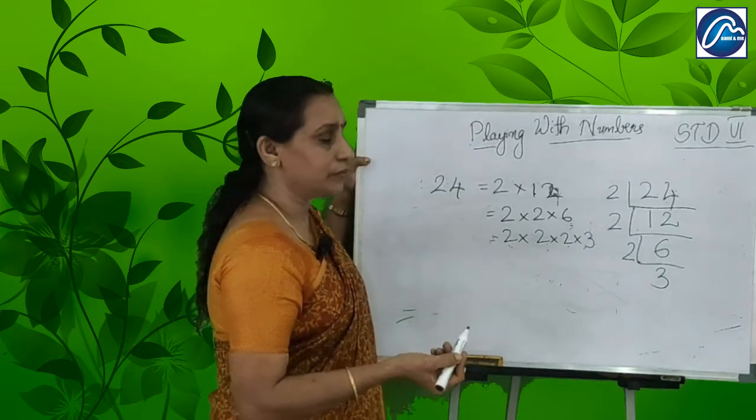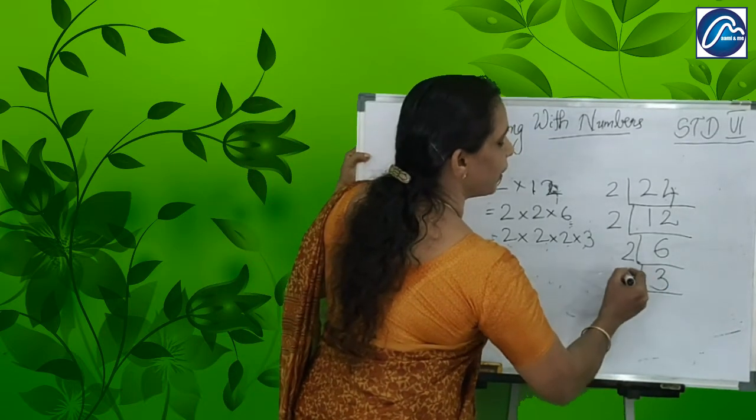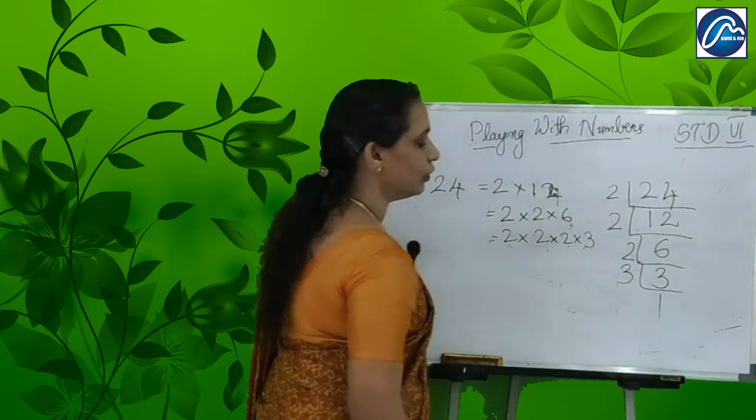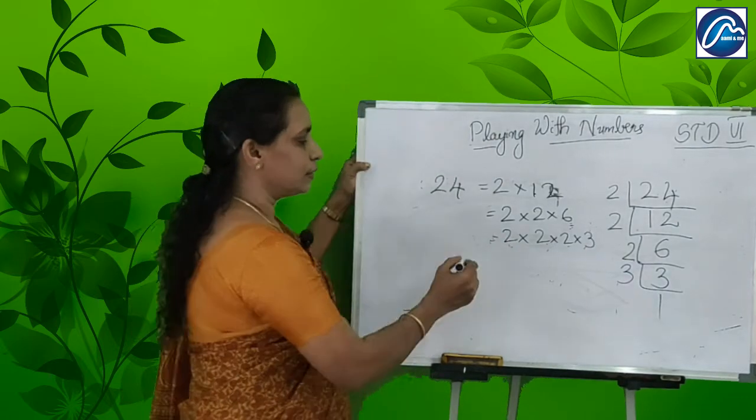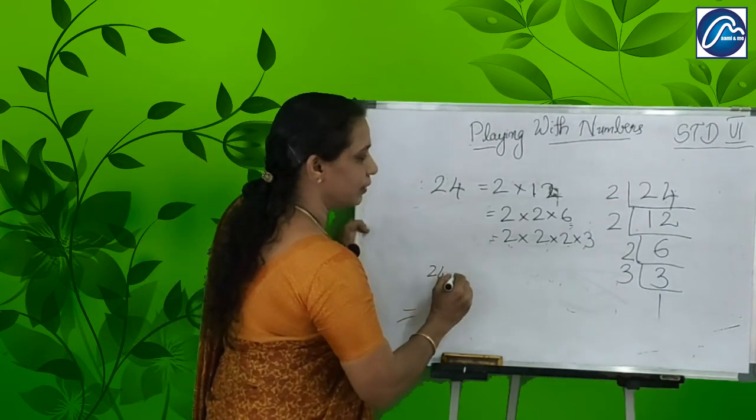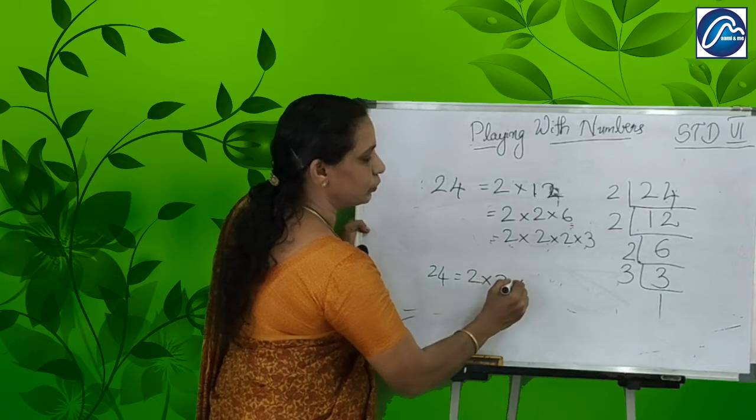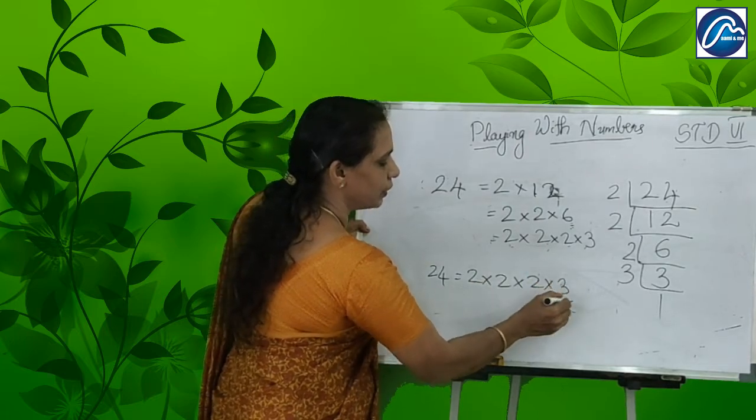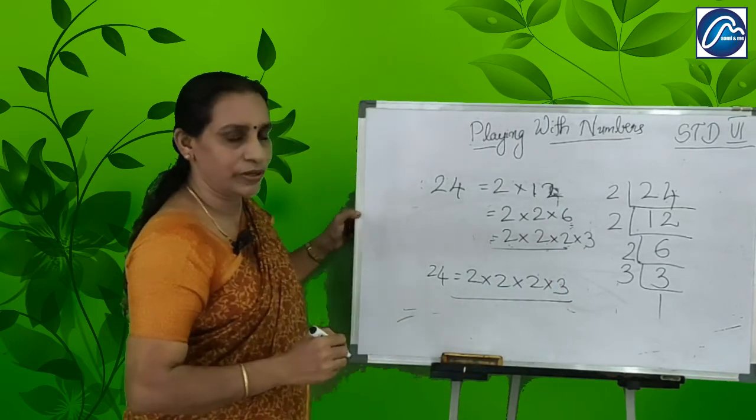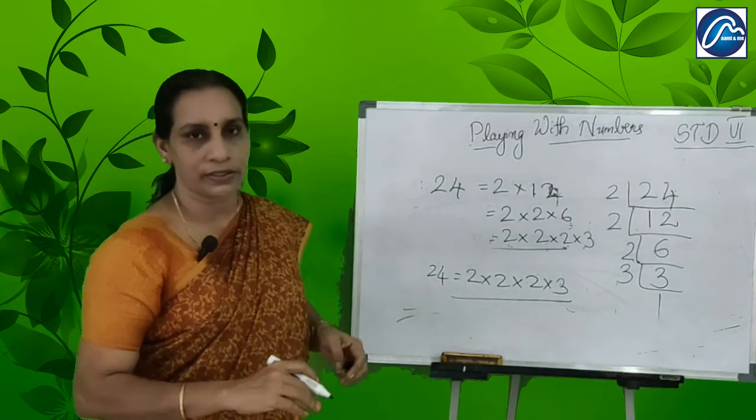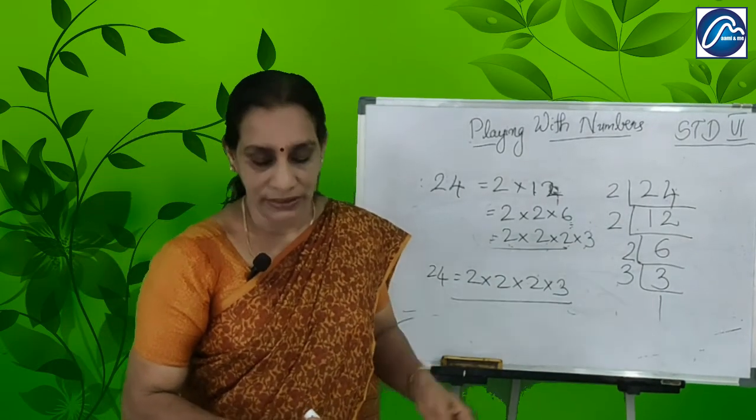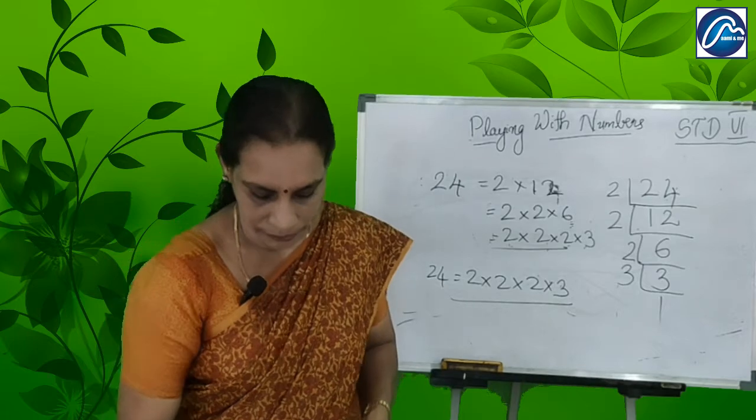Can we divide any more? No, 3 is divisible by itself only. So, 1 3 is 3. So, we can write 2 into 2 into 2 into 3. These are the two methods of prime factorization. Either method you can use, whichever is simple for you. Okay.